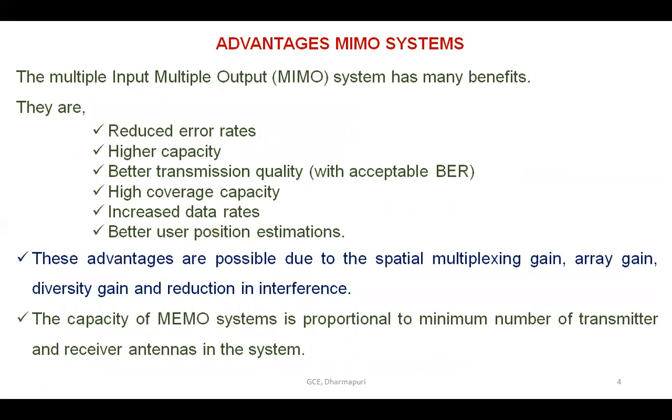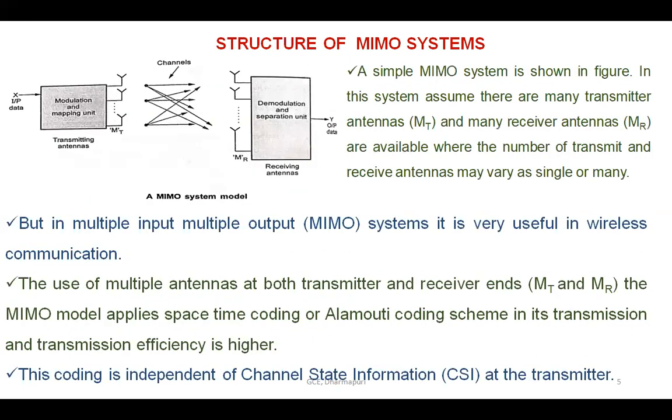What are the advantages of the MIMO system? That is reduced error rate, higher capacity, better transmission quality, high coverage capacity, increased data rates, better user position estimates. These advantages are possible due to spatial multiplexing gain, array gain, diversity gain, and reduction in interference. The capacity of MIMO systems is proportional to the minimum number of transmitter and receiver antennas in the system.